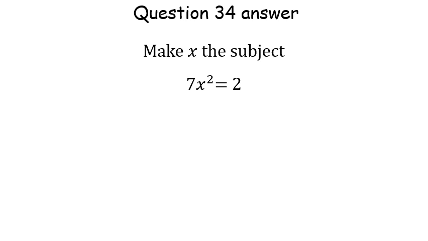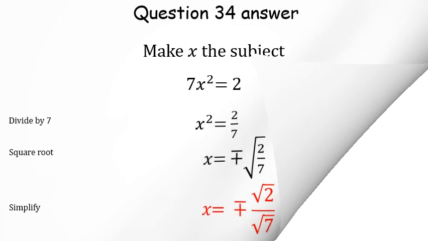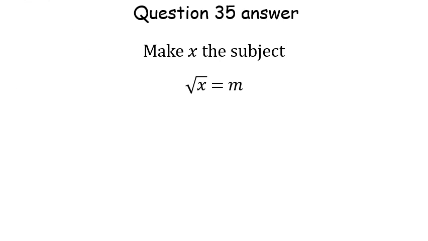Question 34. I started by dividing both sides by 7 and then square rooted both sides. After simplifying, I got x equals plus or minus the square root of 2 over the square root of 7. Question 35. After squaring both sides, we get x equals m squared.